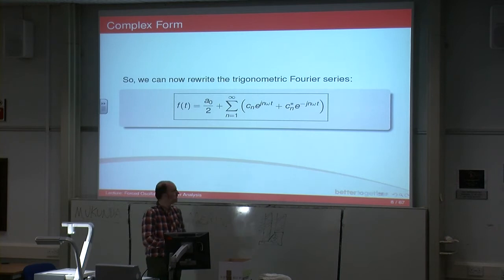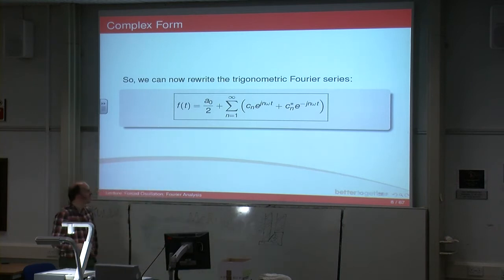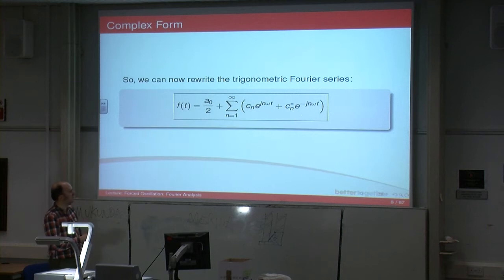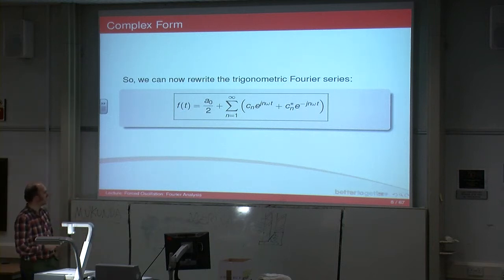So we could write that like this. So there's our Fourier series, in a slightly different form. Instead of the trigonometric form, we've got it in terms of exponentials. So that's one way of writing it. But there's an even nicer way of writing this again, and this is the form that we'll use.